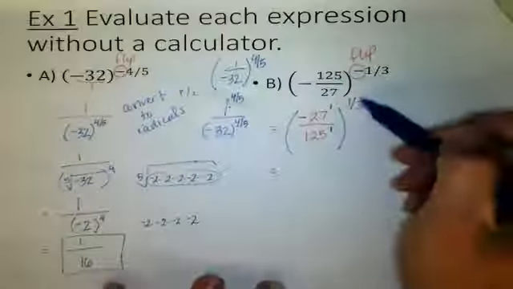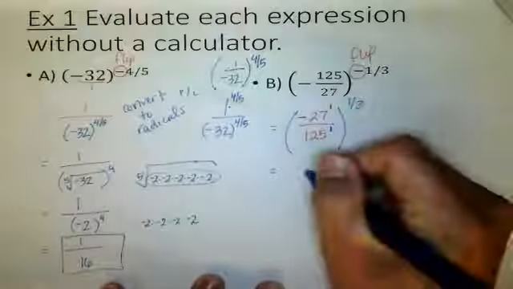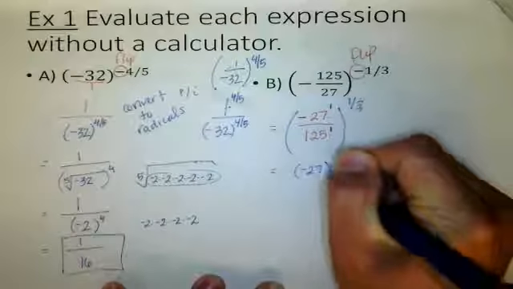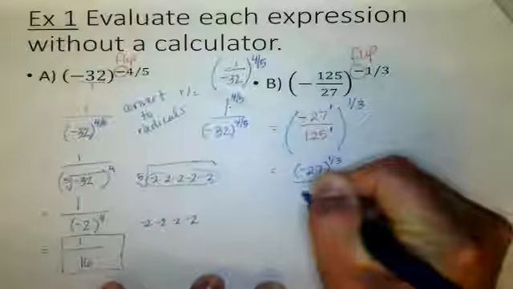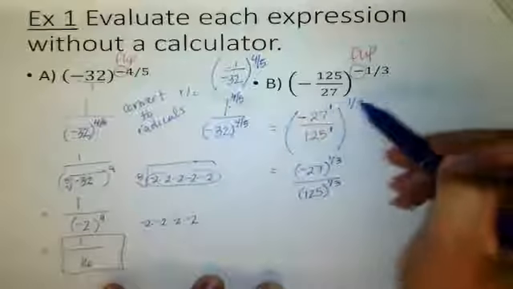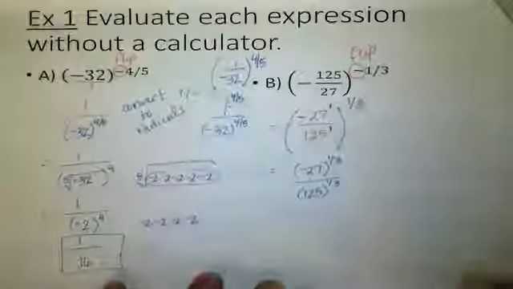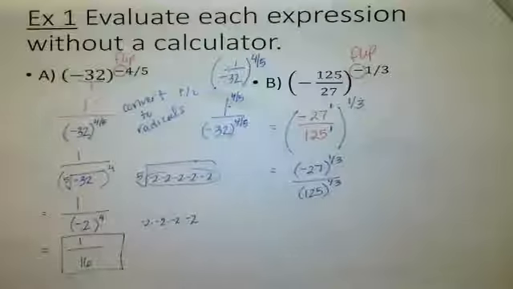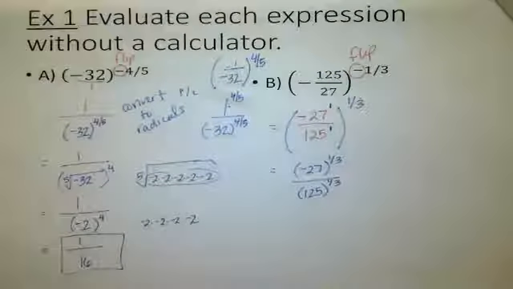All right. So this 1/3 affects top and bottom. I'm going to say negative 27 to the 1/3 power, and we have 125 to the 1/3 power. Again, you can think of this as a power raised to a power. You'd multiply those powers, and 1 times 1/3 is 1/3.